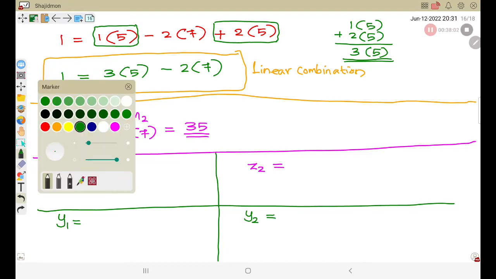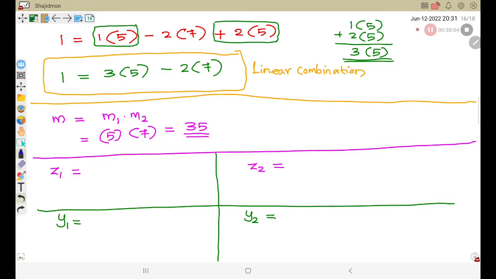Okay, so carefully you can do it using a calculator. First z1 means m divided by m1. What is m? m means 35 divided by what is m1? 5. So how much we are getting? 7. Correct? z1 equal to 7. Now z2, m divided by m2. What is m? 35. What is m2? 7. So how much we are getting? 5. z2 equal to 5 here.